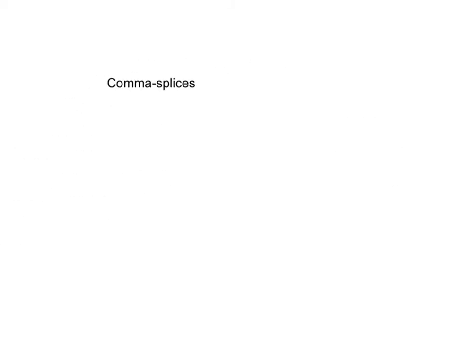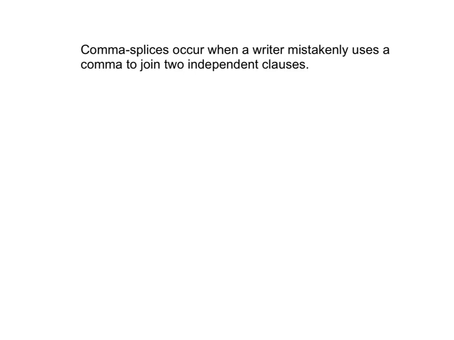Hi guys, I'm going to take a couple of minutes to talk to you about these. Comma splices occur when a writer mistakenly uses a comma to join two independent clauses. Now, if you're a bit unsure about independent clauses, you might want to take a look at the mini lesson entitled Clauses and Sentences. But in the meantime, here's a quick refresh.